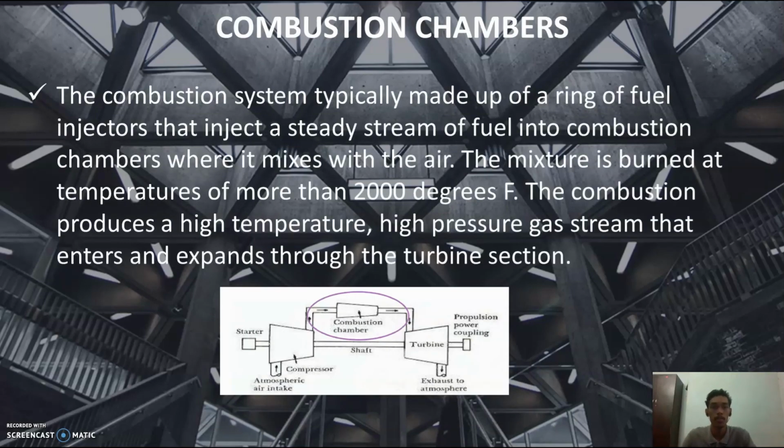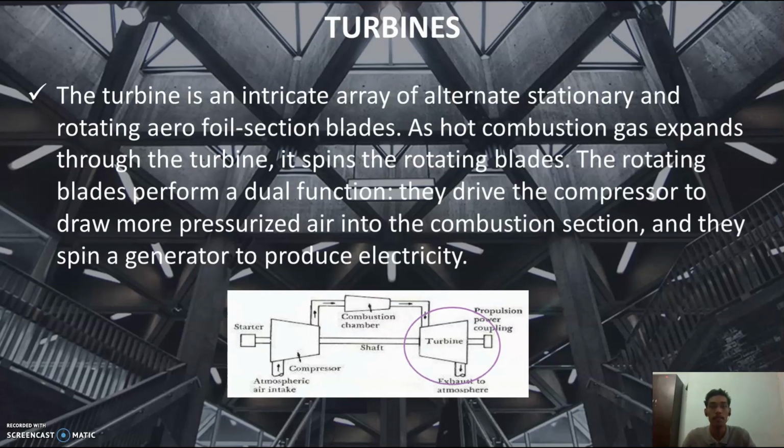Next, for the working principle of the combustion chamber, the combustion system is typically made up of a ring of fuel injectors that inject a steady stream of fuel into the combustion chamber where it mixes with the air. The mixture is burned at a temperature of more than 2000 degrees Fahrenheit. The combustion produces a high temperature, high pressure gas stream that enters and expands through the turbine section.